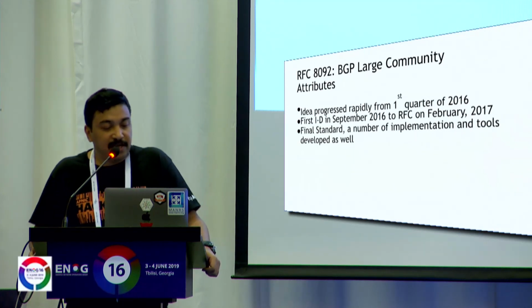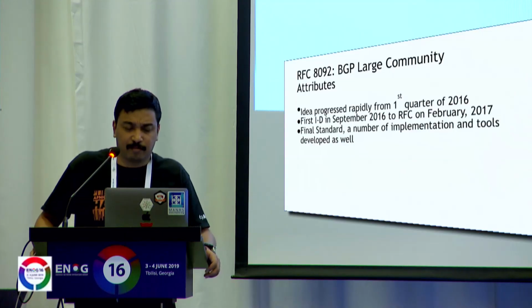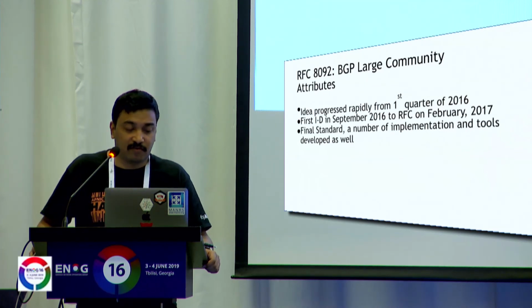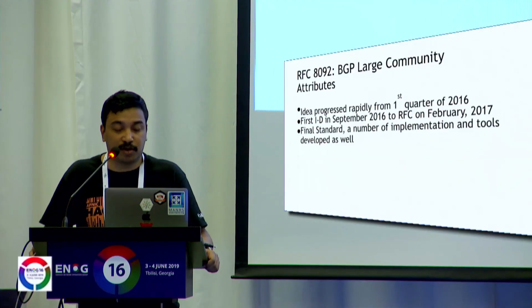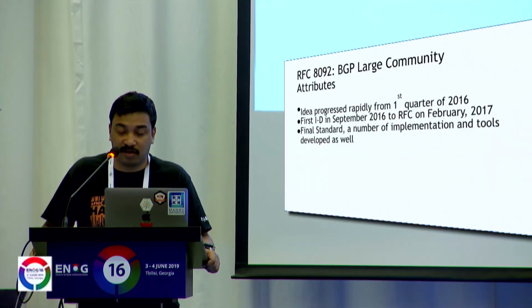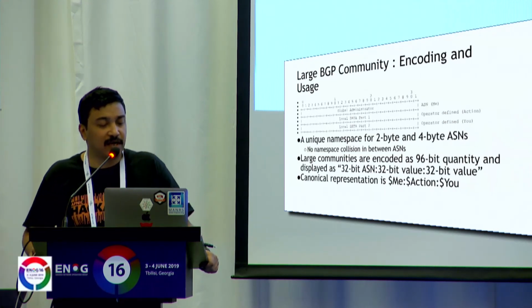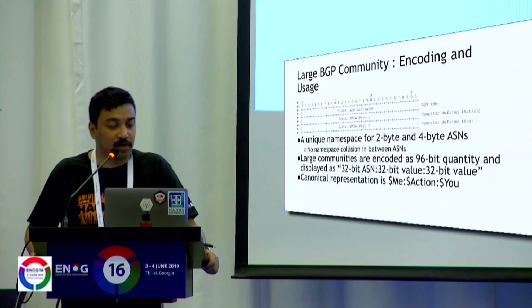So the BGP large community attributes were defined in RFC 8092, and the idea progressed very rapidly from the first quarter of 2016. From very fast implementation to deployment was done between September 2016 and the RFC in February 2017. And there are some final standards, and a number of implementations and tools were developed as well. So this is what a large BGP community actually looks like, the encoding and the uses of it.